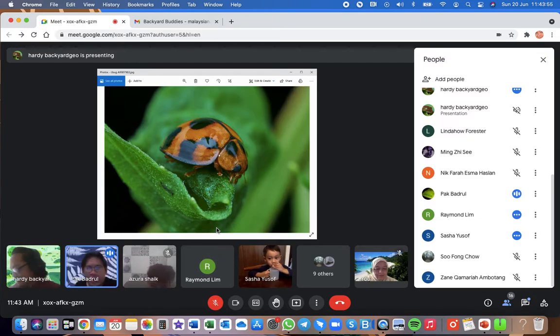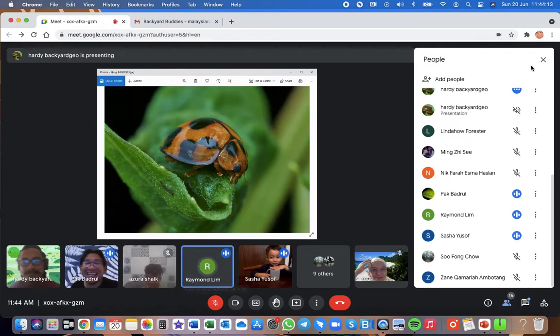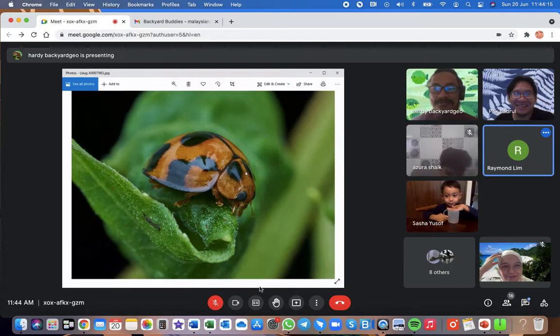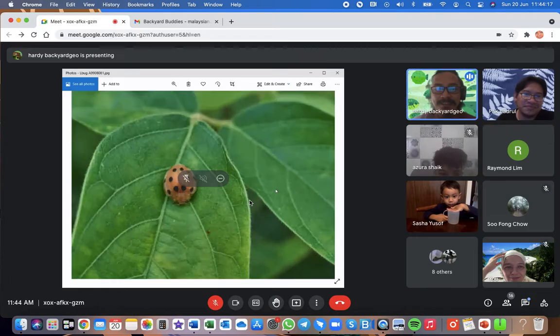I have a question. Are all ladybugs ladies? No. It's not all ladies? They have male and female as well, right? Just joking. Not a lady.